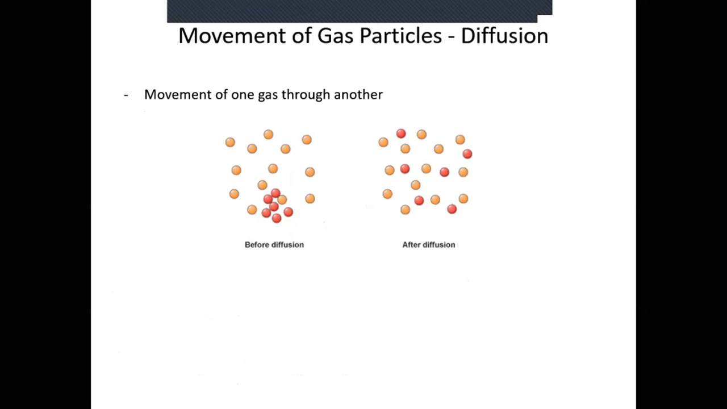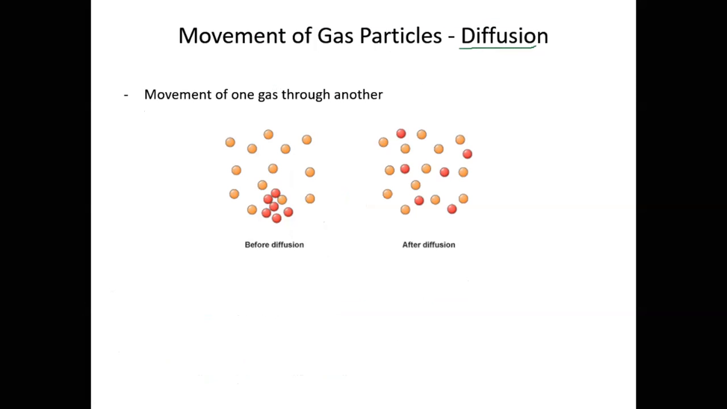Another type of movement of gas is diffusion. Diffusion is just the movement of gases, the mixing of gases. So if you let a particular gas out at one end of the room and another gas out at the other end of the room, they're going to diffuse until they're thoroughly mixed with one another.